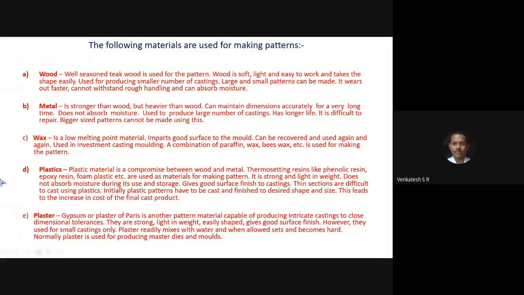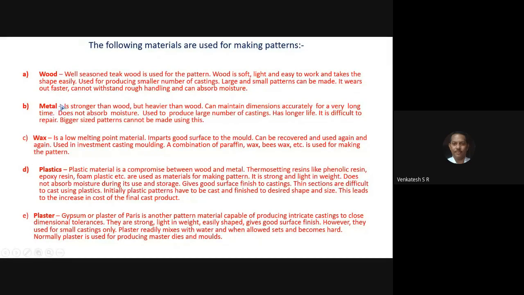Next, come to the point. Next line, write down subdivision B, metal. Underline that metal, put a colon hyphen. If the number of castings is more than 10, or more than 100, or more than 1000, then they use metal. Suppose you require only 100 or 10 or fewer castings, then they go for making of the pattern with wood.